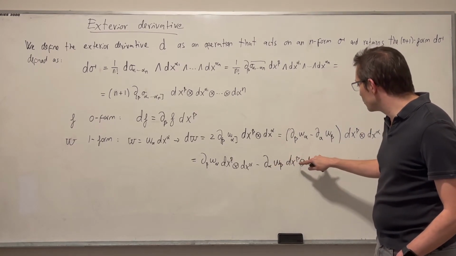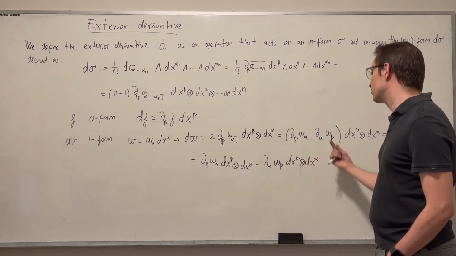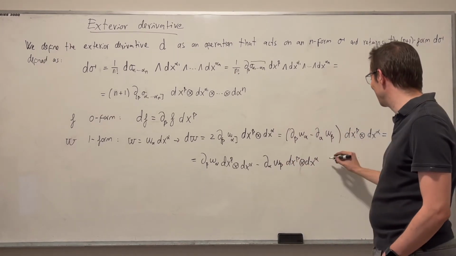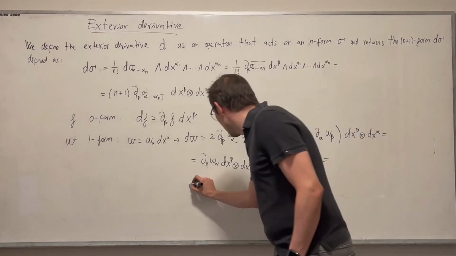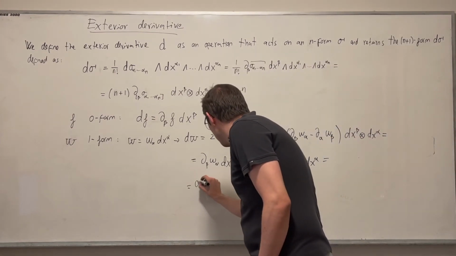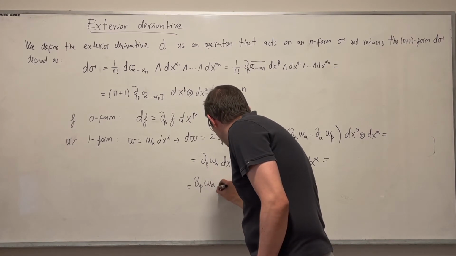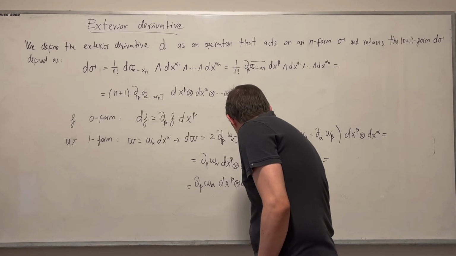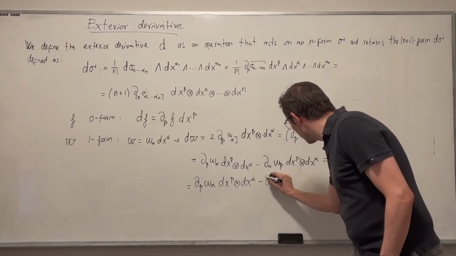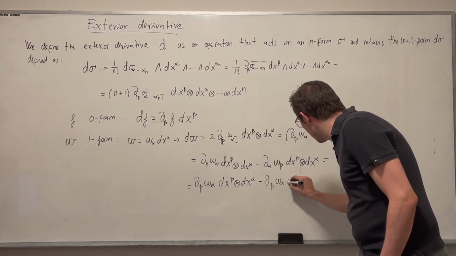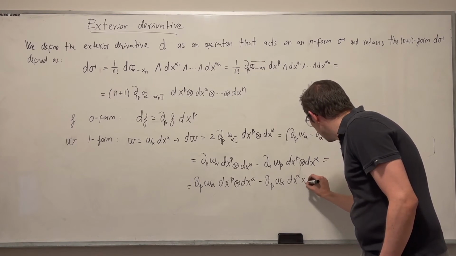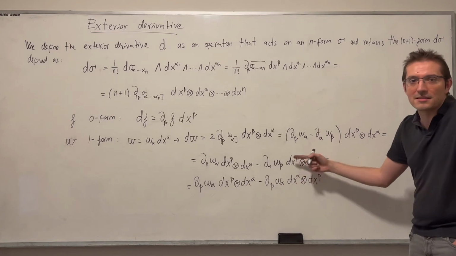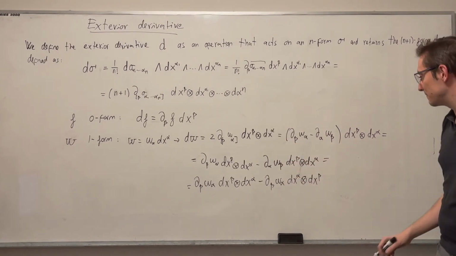Alpha, I call it Joshua, beta, I call it Peter, then Joshua, I call beta, and Peter, I call alpha. An index swap on the second term. That gives me partial beta omega alpha dx beta tensor dx alpha minus partial beta omega alpha dx alpha tensor dx beta. Keep in mind, this and this are exactly the same. It's a sum on two dummy indices, right?